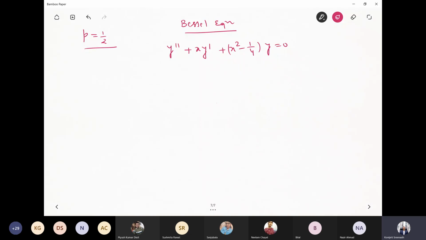Okay, so in this equation, if I substitute y equals the sum of c_k x power k plus r. Sorry, this is x squared y double prime, right? x squared y double prime.